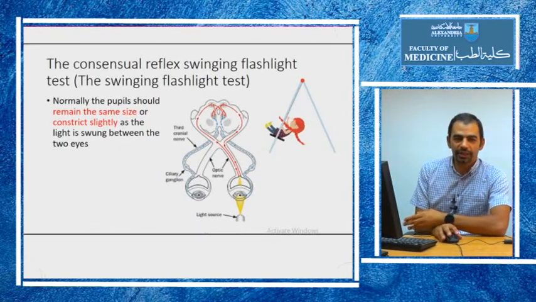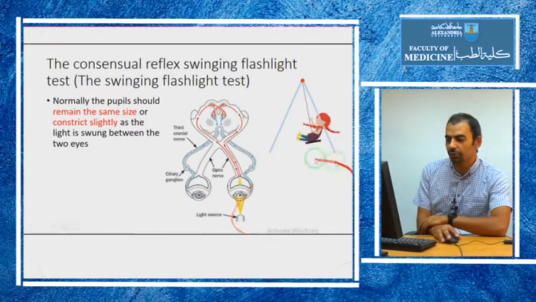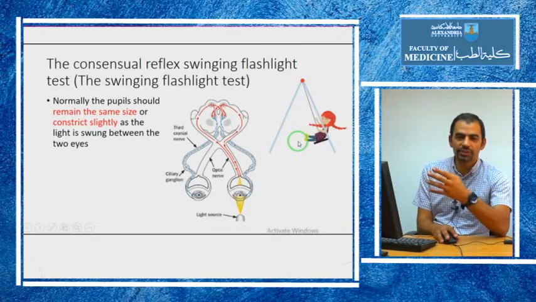بنفس البرنسبل بتاعت المقارنة دي بنبدأ نعمل examination للبيوبلز. احنا في عندنا تيست مهم بيختبر الكونسنشوال رايت ريفلكس اسمه swinging flashlight test. Swing, as you know, means مرجحة.